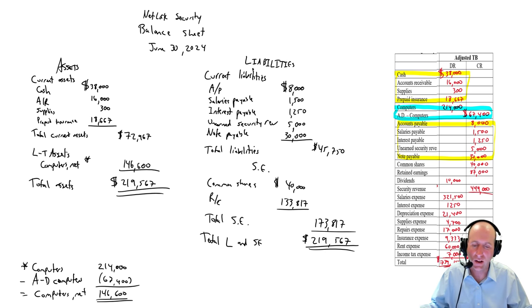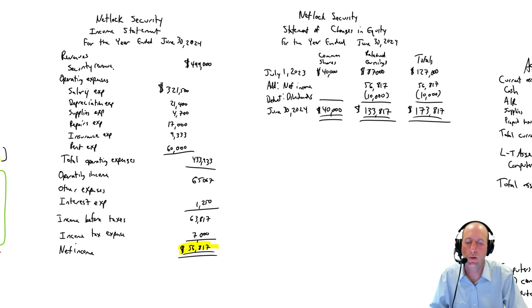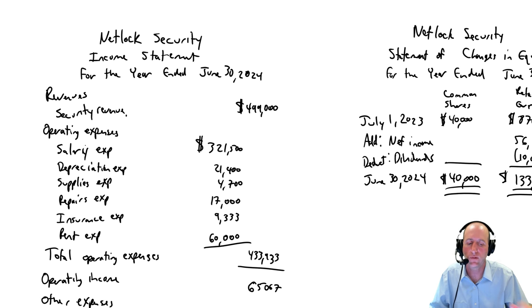So a closing entry: every time a company finishes its fiscal year, June 30th, it starts a new year. And guess what? A lot of numbers have to start again at zero. Like, its sales for 2024, just looking at its security revenue, were $499,000. Well, we want to start a new year.